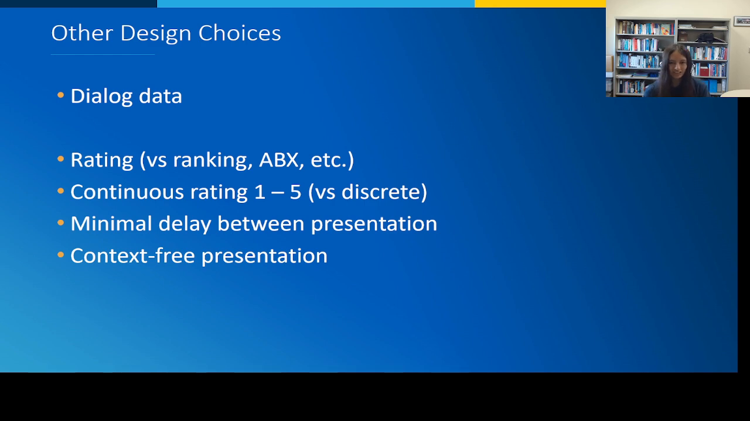Okay, so the design choices. We are using dialogue data. We were using a rating system versus a ranking or an ABX system. We used a continuous rating of 1 to 5 instead of discrete because we wanted more information from the data we collected. When we presented the audio clips being compared, we wanted minimal delay between the presentation, so we were only separating them with a beep. This is because auditory trace disappears quickly, and we wanted to give the participants a good stimuli. We also presented it context-free, so that it would be more efficient.